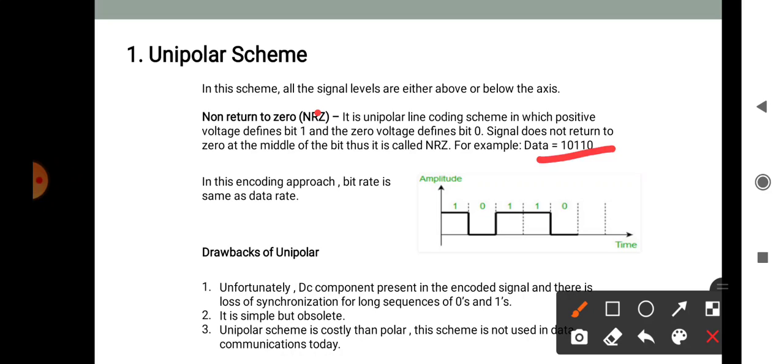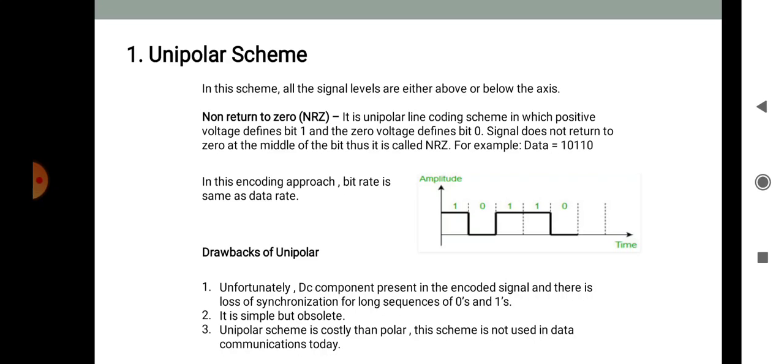Here, positive voltage defines the 1 bit and 0 voltage defines the 0 bit. Here this is the positive level and this is the 0 level. Here 1 is positive, so it is on the upper side, then 0 is here, then again 1 here. This data is already given in the example. So 1 is at positive, and 0 is at the 0 level. That means 0 voltage defines the 0 bit. This is the encoding approach for non-return to 0.